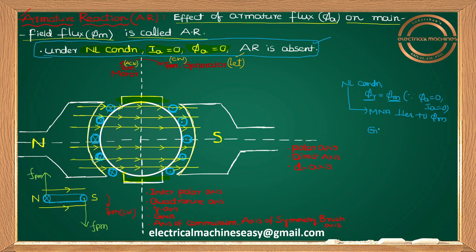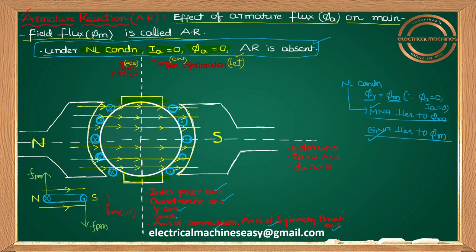Already we know GNA will be perpendicular to main flux. What is the conclusion from that, guys? Under no load condition, GNA and MNA will be coinciding with each other. If you want to take an idea, this is nothing but the interpolar axis, quadrature axis, axis of commutation, q axis, axis of symmetry, brushes, everything.